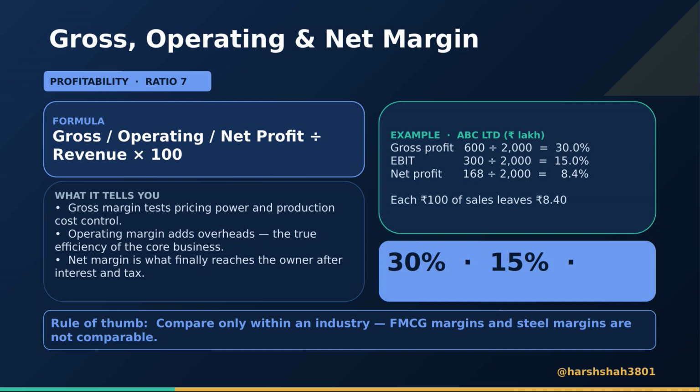Interesting, right? Each margin tells a different story. Gross margin tests pricing power and production cost control. Operating margin adds in overheads, showing the true efficiency of the core business. And net margin is what finally reaches the owner after interest and tax.